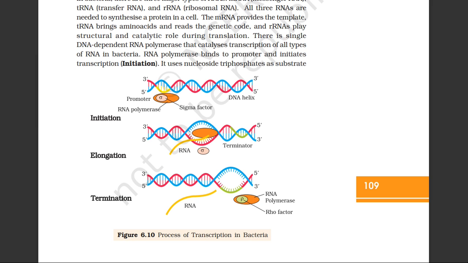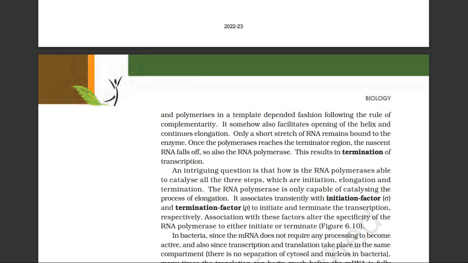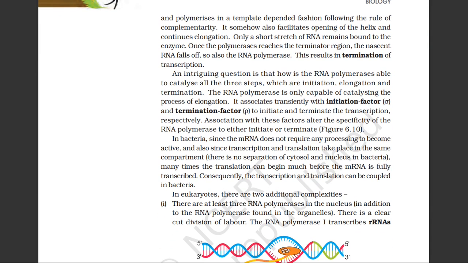RNA polymerase binds to the promoter and initiates transcription, initiation. It uses nucleoside triphosphates as substrate and polymerizes in a template-dependent fashion following the rule of complementarity. It somehow also facilitates opening of the helix and continuous elongation. Only a short stretch of RNA remains bound to the enzyme. Once the polymerase reaches the terminator region, the nascent RNA falls off, so also the RNA polymerase. This results in termination of transcription.